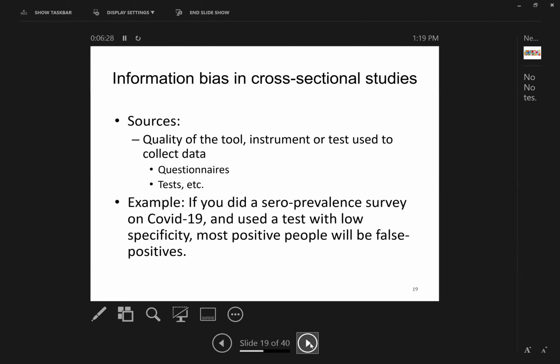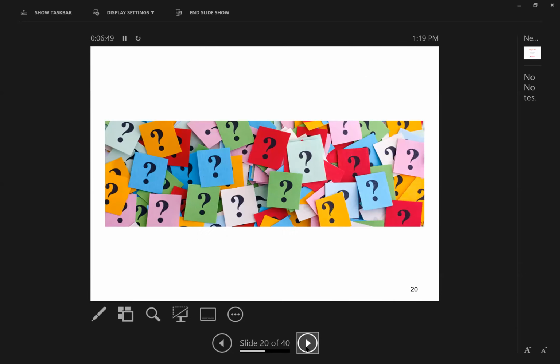And information bias is another big problem in all surveys. Quality of the instrument or the tool we use is quite critical. So if we did an antibody-based COVID prevalence survey, the antibody test itself could be falsely positive or falsely negative. And you will hear more about that in the upcoming talk on diagnostic studies.